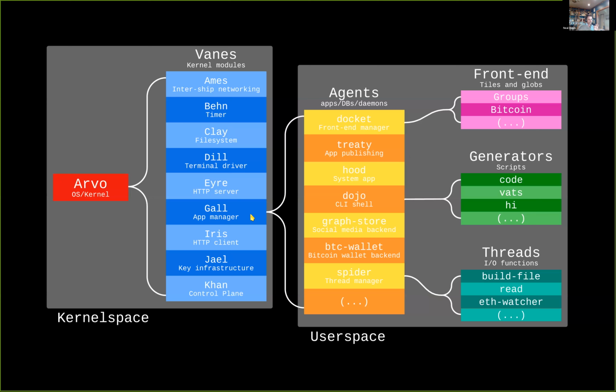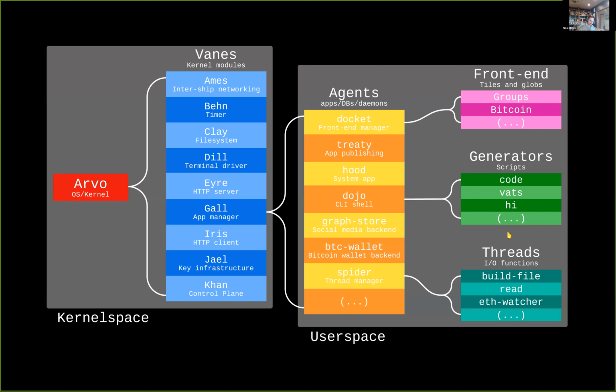Gall is our user space agent, our app manager. So we're running particular agents inside of this. It looks like the white on yellow isn't quite as visible as I would have hoped. Docket, Treaty, Hood, Dojo, I guess no longer Graph Store. I can update this graphic. If you're running the Bitcoin wallet, Spider, which is a thread manager, Portal, Talk, Groups, whatever else, these are running agents inside of your system here.